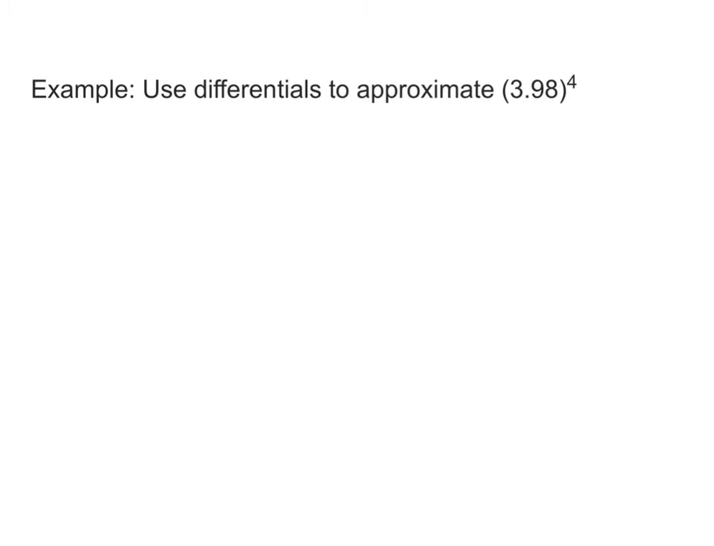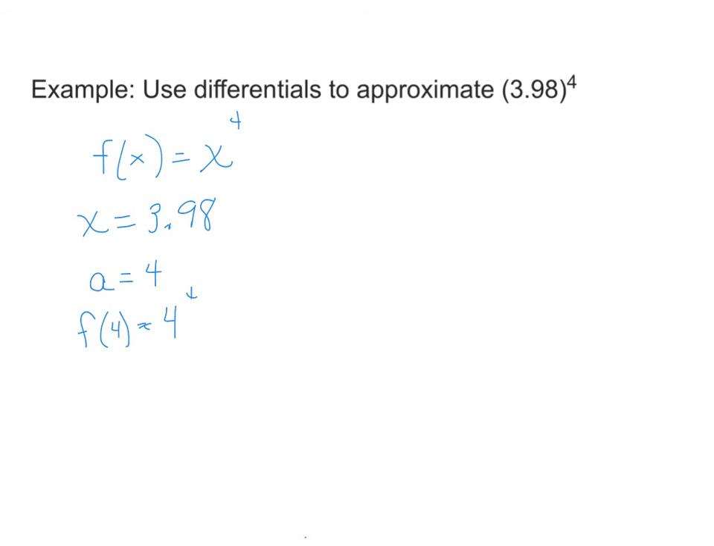Okay, so here's another one that we could use to approximate 3.98 to the 4th power. All right, so the first thing we want to do is determine our function, and our function is x to the fourth power. Our x in this case is going to be 3.98, which is really close to 4, right? Very close to 4, just a little less. So I'm going to use 4 as my approximating value, which would make f of 4, f of a, 4 to the fourth power, which is 256, because it's 16 times 16. I have a hard time writing.